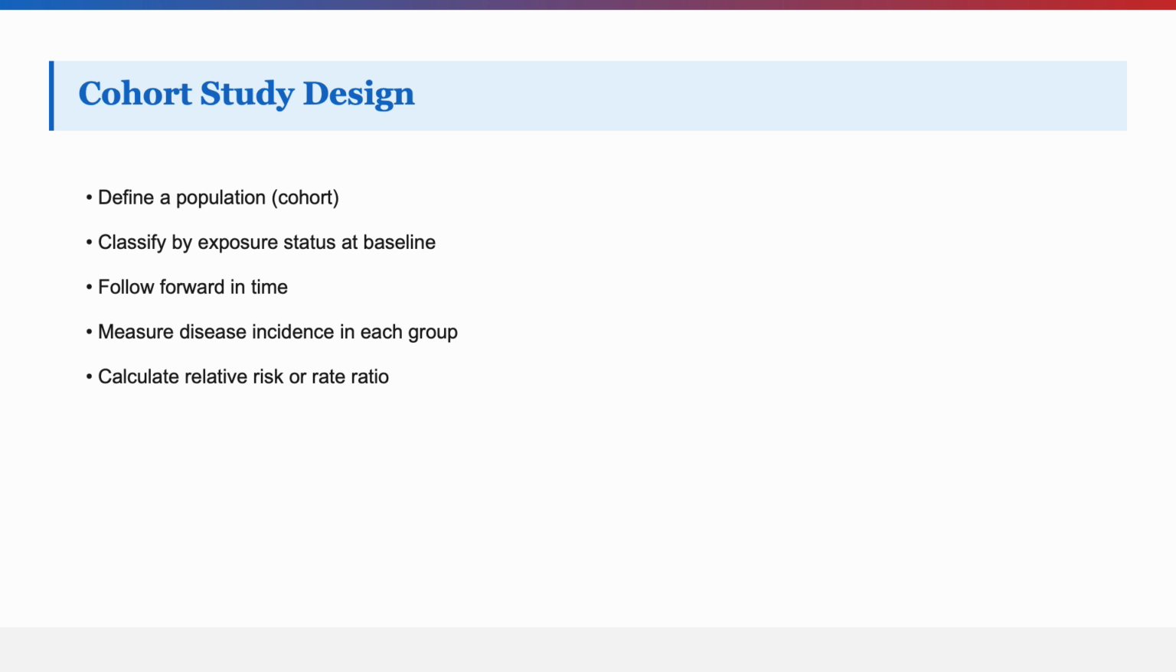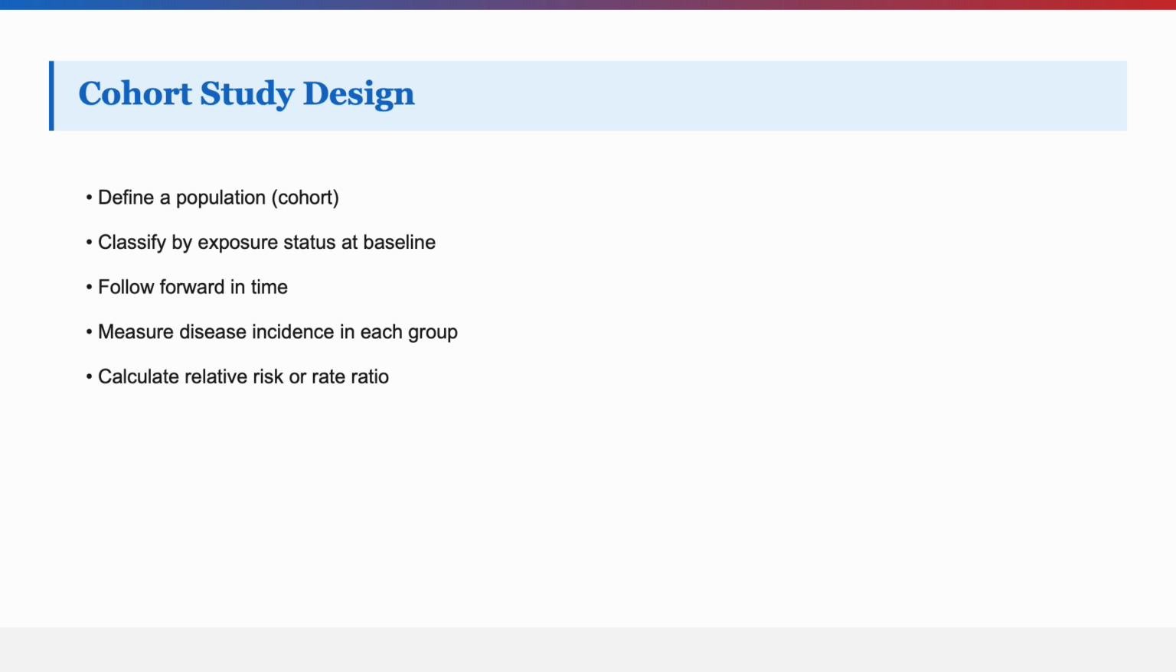Then you follow the cohort forward in time. This might be months for acute outcomes or decades for chronic diseases like cancer. You track who develops the outcome of interest. At the end, you compare disease incidence between exposed and unexposed groups. Did smokers have higher lung cancer incidence than non-smokers? This gives you a relative risk or, using person-time denominators, a rate ratio.